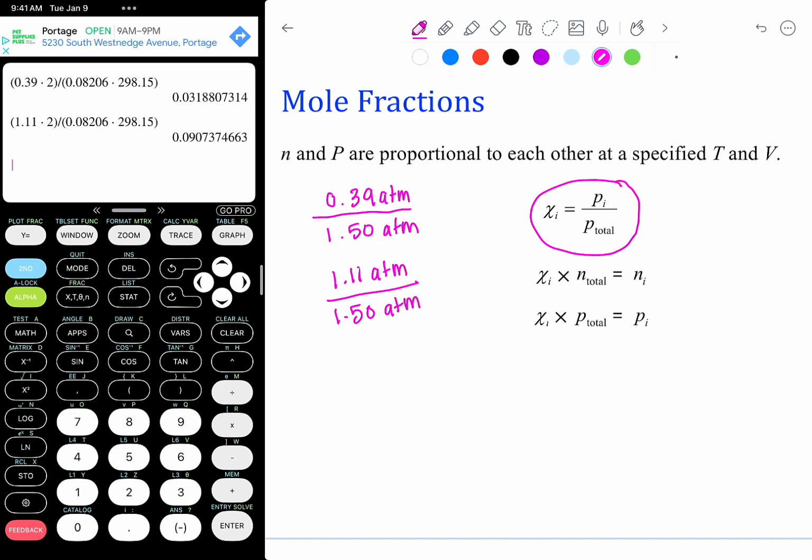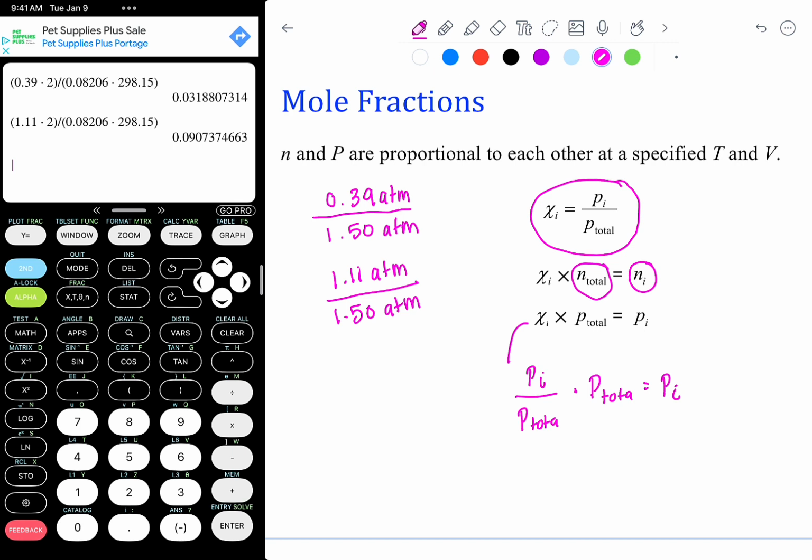Okay, so we can think of mole fractions and pressure fractions as the same thing. If we know the specific fraction, we can then multiply it by the total value and get the individual value back, right? Because the chi, I'm going to use it for pressure because we have it here, I have P sub i over P total. If I multiply it by P total, I can get P sub i.